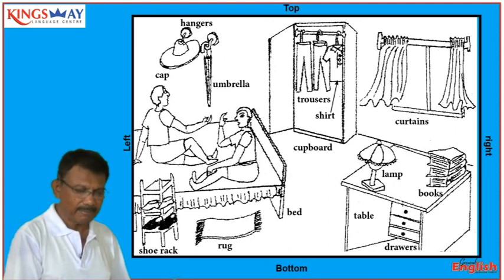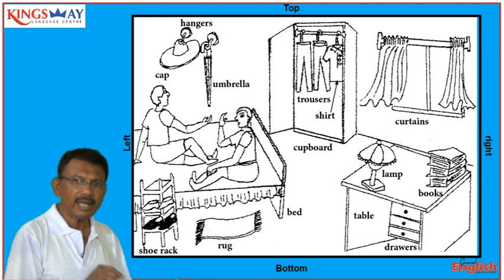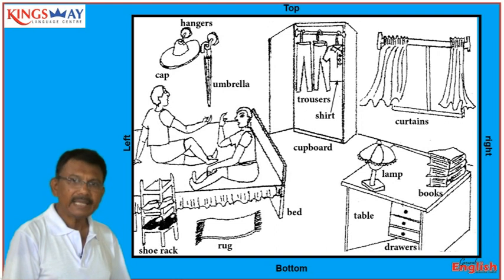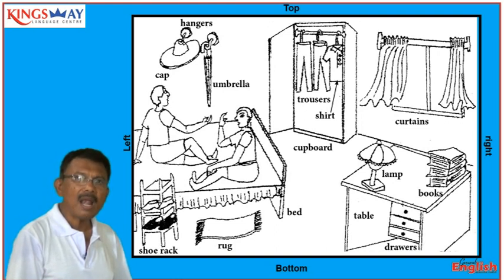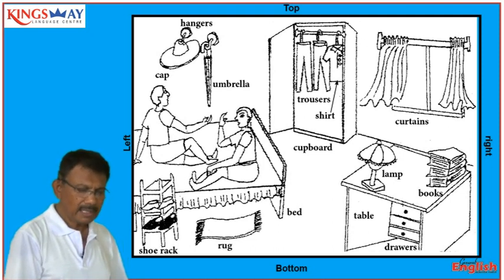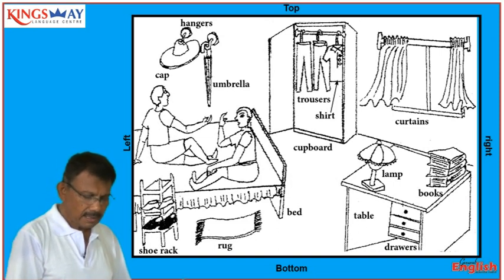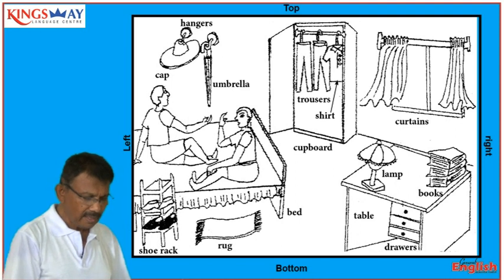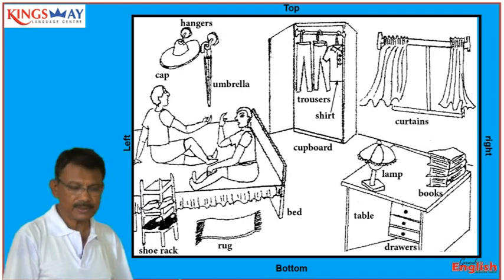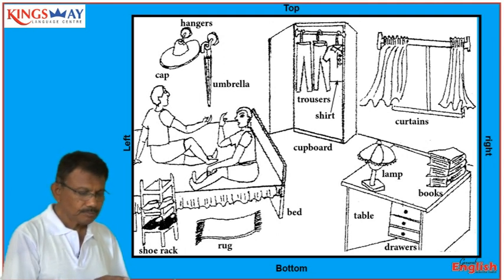You can see a table, and on the table there are some books and there is a table lamp also. So on the table there are some books and there is a table lamp, and this table has 3 drawers. Can you see that? This table has 3 drawers. Okay, so that is the right hand side top and bottom corner.